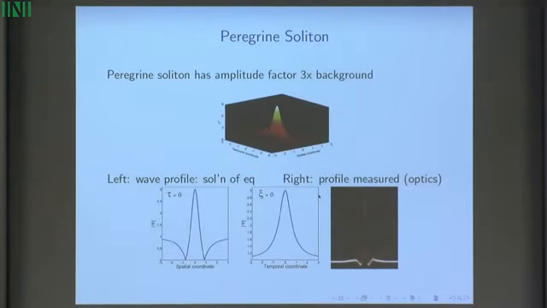Here's a picture of it. It's not so clear, but in one direction, in the temporal coordinate, it's like a hump, and in the spatial coordinate, it's got a little indentation, just like KP. And this was a measured profile in Optics, 2007. Pretty decent.